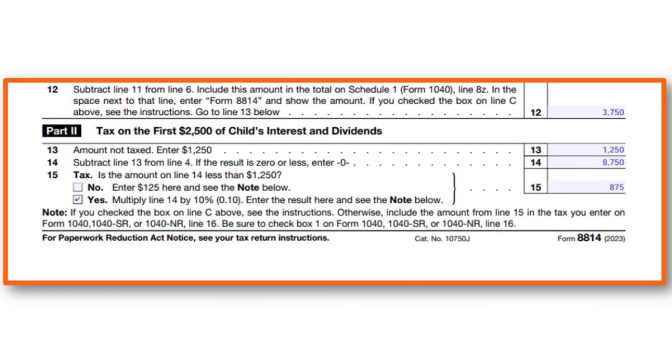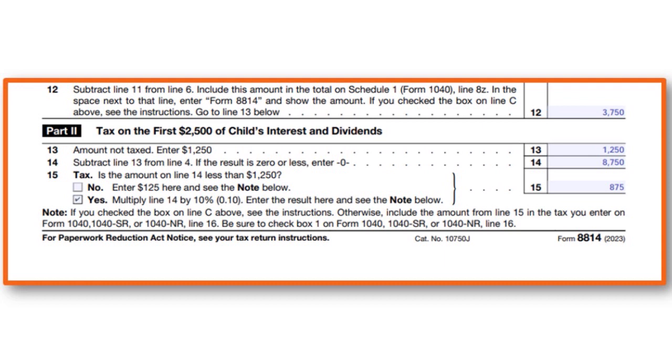Moving on, I want to show you line 12. Line 12 says you have to subtract line 11 from line 6. Line 11 is 3,750, and line 6 is 7,500. I don't know if you can see that on the screen. When you do the subtraction here, you have 3,750. So that's for part 1.